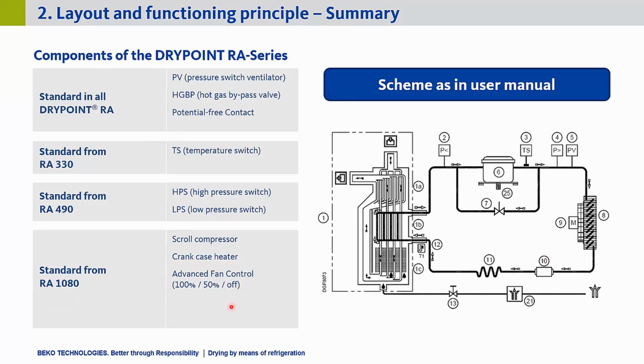And also the bigger size dryers have an advanced fan control. And here we are speaking of the fan of the condenser here on the right. So this pressure switch normally can only do on or off for the fan. But in the bigger size dryers, it can also run with 50%.